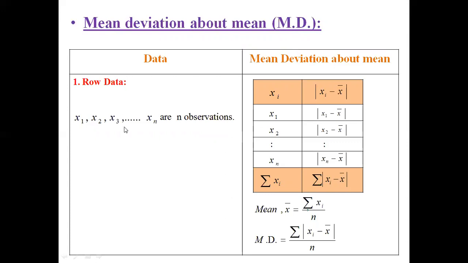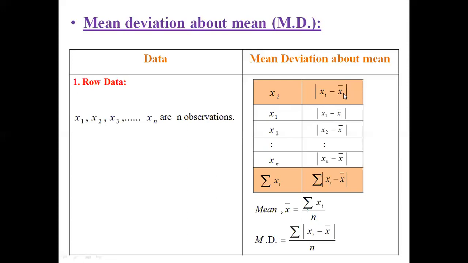As we know, in raw data, we are given the observations. To find the mean deviation, the first step is to find the mean, that is x bar, and the formula is summation of xi upon n. That means the sum of all these observations divided by the total number of observations. And then find the mod of xi minus x bar. Subtract this mean x bar from each observation and then take the mod of that value.